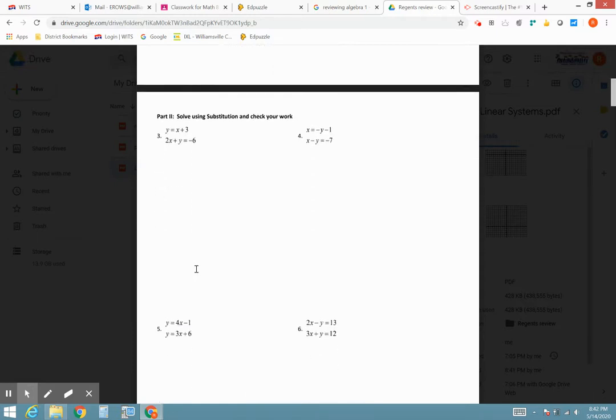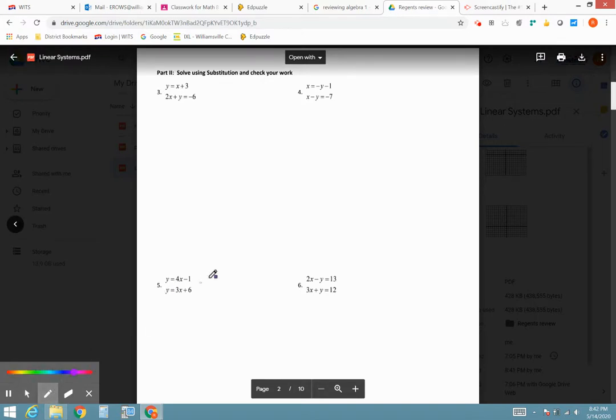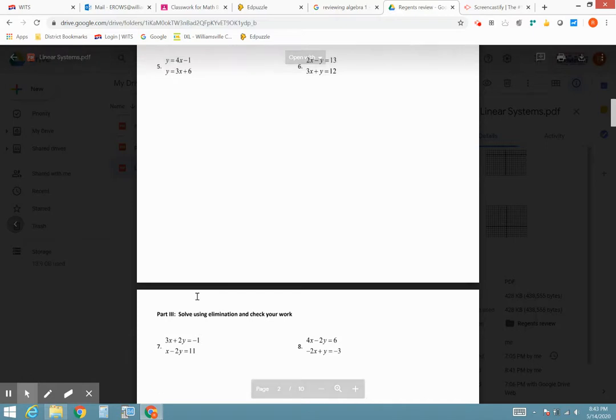Okay, so solve using substitution. This was where we plug in from one variable for another, we solve. So 3 is set up nice because we already have the y alone, so I can just put x plus 3 in for this y. Number 4, x is alone, so I can put negative y minus 1 in for x. This one, they're both set equal to y, so I just set them equal to each other. 4x minus 1 equals 3x plus 6. Number 6 is the hardest one on the page to do substitution. So that's the one I'm going to walk you through because it's the hardest one.